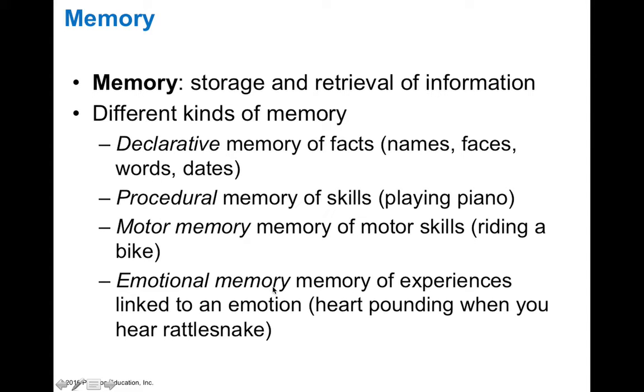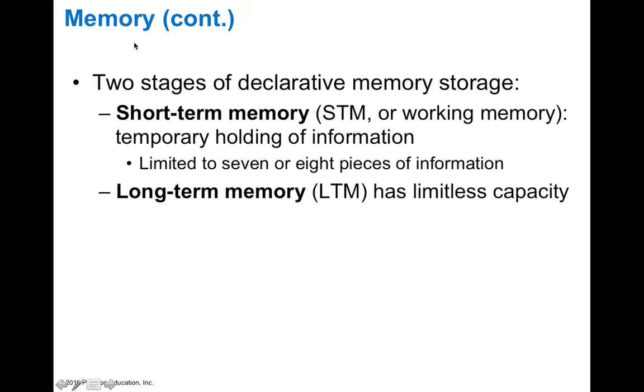Now emotional memory is a memory of experiences that are linked to a particular emotion, right? So you can associate memories with an emotion, and the example your book gives here is when your heart pounds when you hear a rattlesnake, because you've heard that rattlesnake sound before, knowing what it is, then you get the emotional response to that.